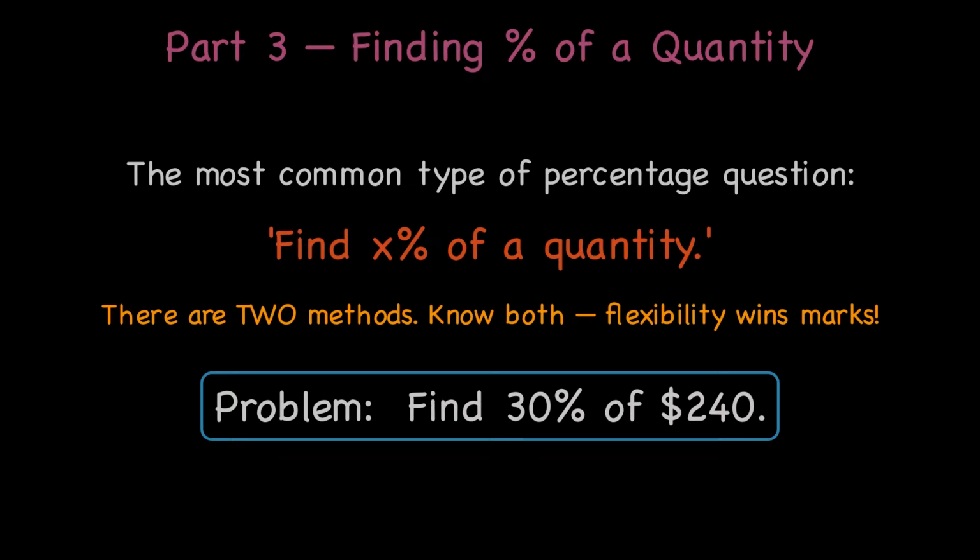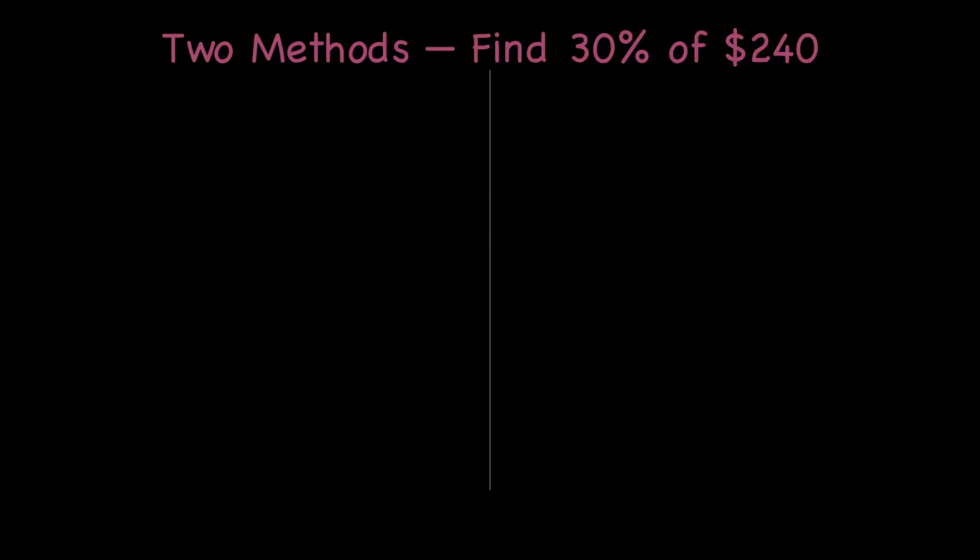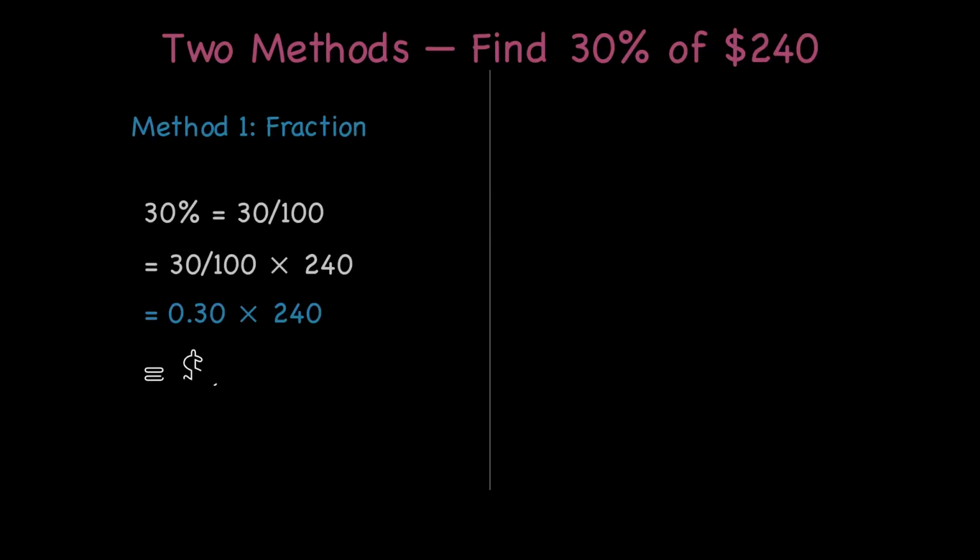Our problem: find 30% of $240. Let's see both methods side by side. Method 1, the fraction method. Percent means out of 100. So 30% equals 30 over 100. Multiply by 240. 0.30 times 240 equals $72.